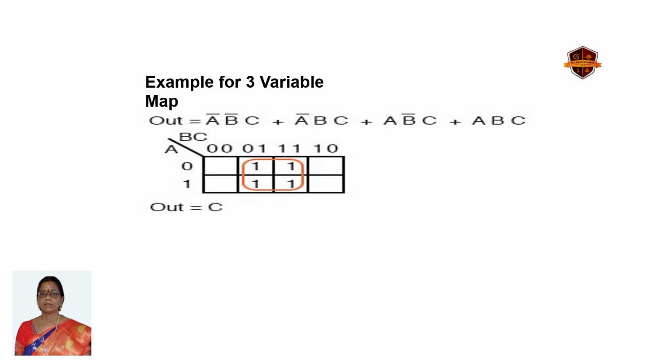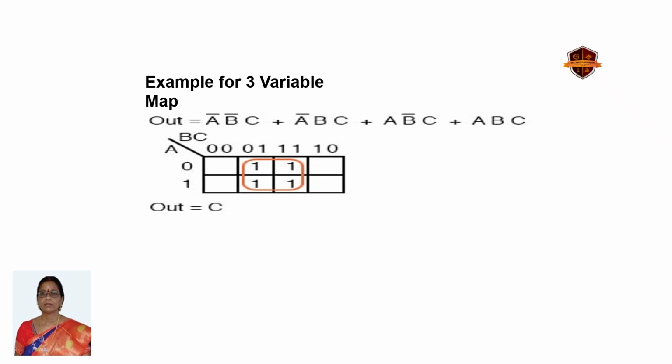It is in the second row. A bar B C is 0, 1, and next is ABC, all ones, 1. So you have 4 ones inside the square. In the function given, you have 4 terms in the problem given. So you cross verify whether all 4 terms have been marked inside the map. Now all 4 terms are marked inside the map, and now you group the adjacent ones.